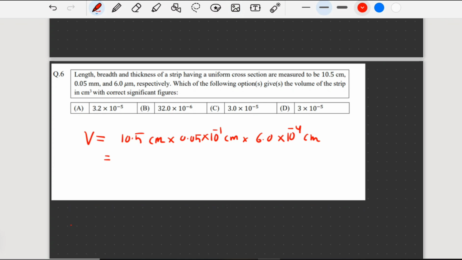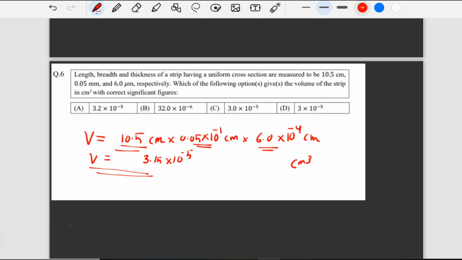That is equal to, if we multiply all these things, 3.15 × 10^-5 cm³. Now you have to express the final volume in the correct significant figures. So see which has the least number of significant figures. This is having 3 significant figures, this is having 1 significant figure, and this is having 2 significant figures.